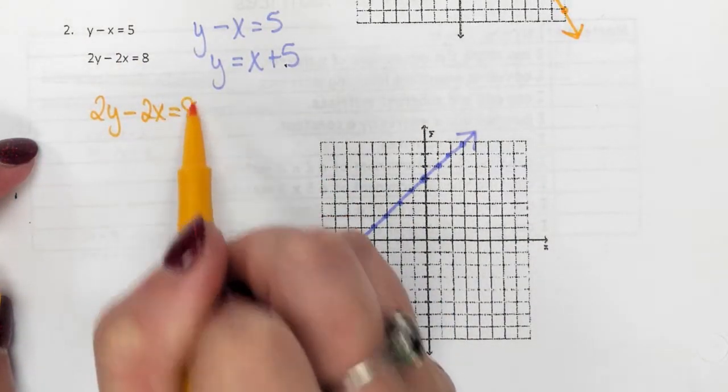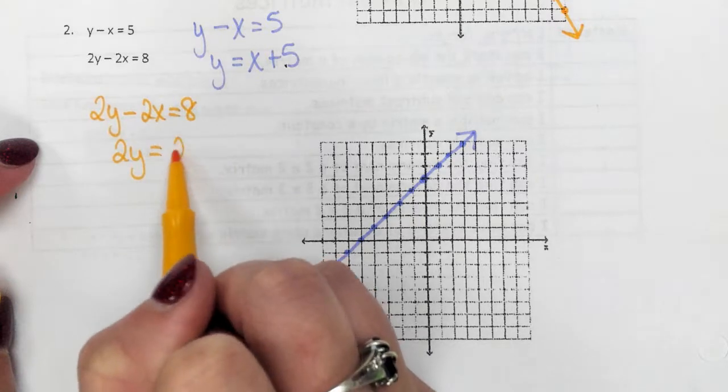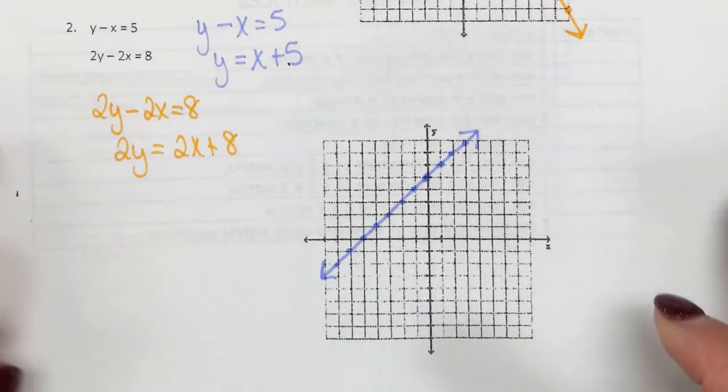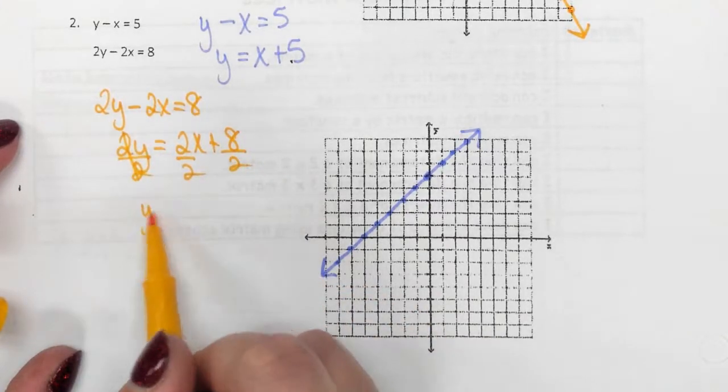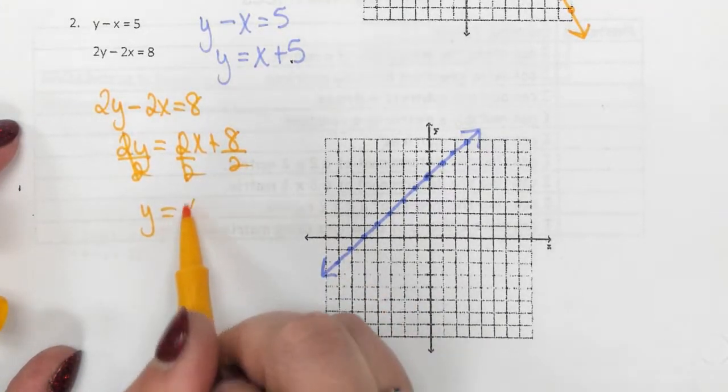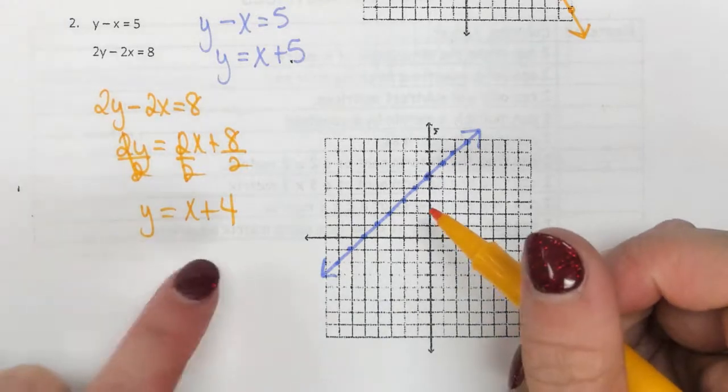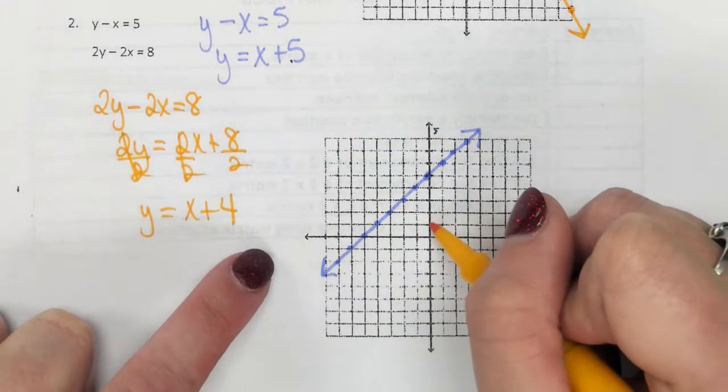Once you solve it, it could be a million years, but eventually it's going to cross. Not if they have the same slope. So they do have the same slope, so they will never cross.